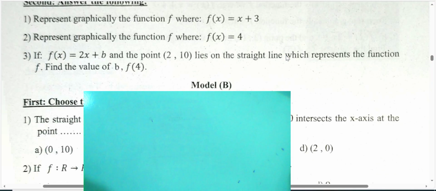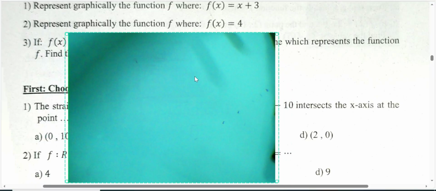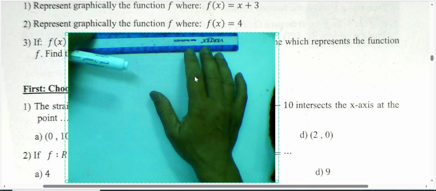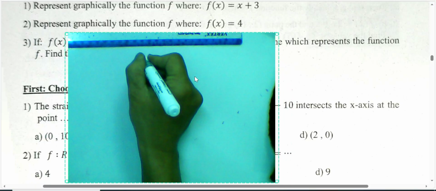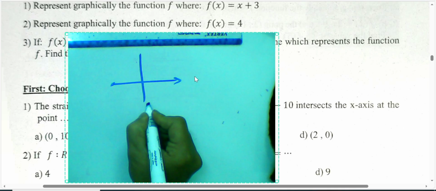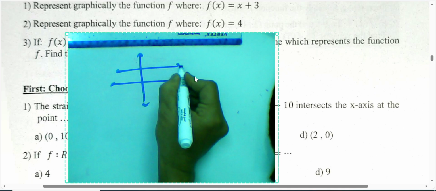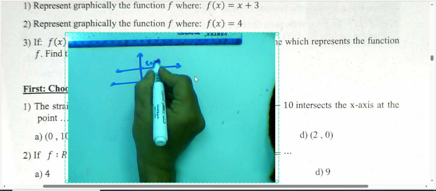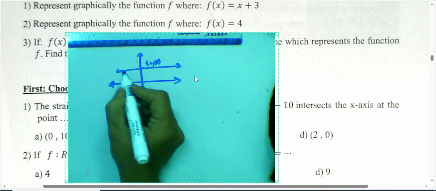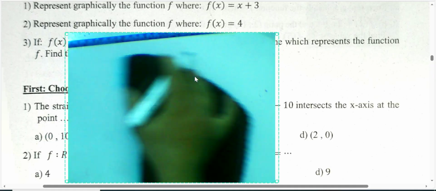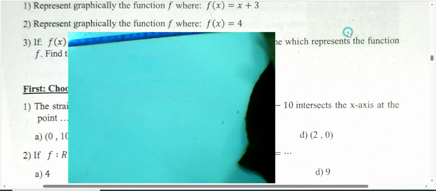Number 2 represents the function. Here we have a constant function. We can draw a straight line intersecting the y-axis at the point 0 and 4, and parallel to the x-axis like this, the point 0 and 4 here, parallel to the x-axis. Okay, next question number 3.